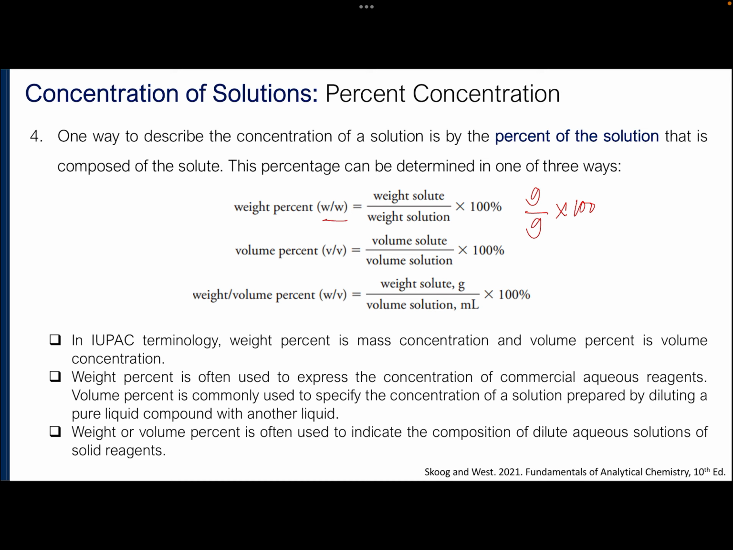For the second one, we have the volume percent, V over V. We have volume of solute, which is in ml, divided by the volume of solution, which is also in ml, and then times 100%. And then for weight volume percent, we have W over V. We have weight of solute in grams divided by the volume of solution in ml times 100.